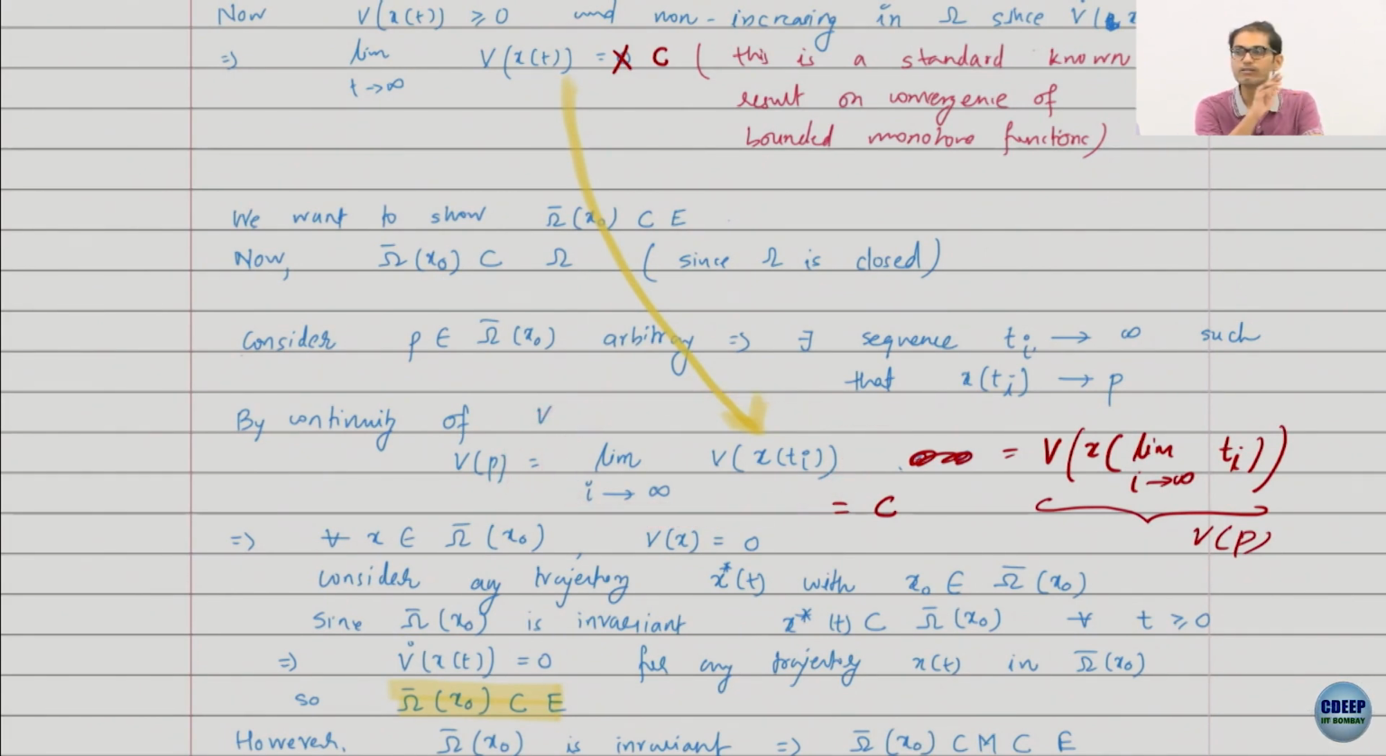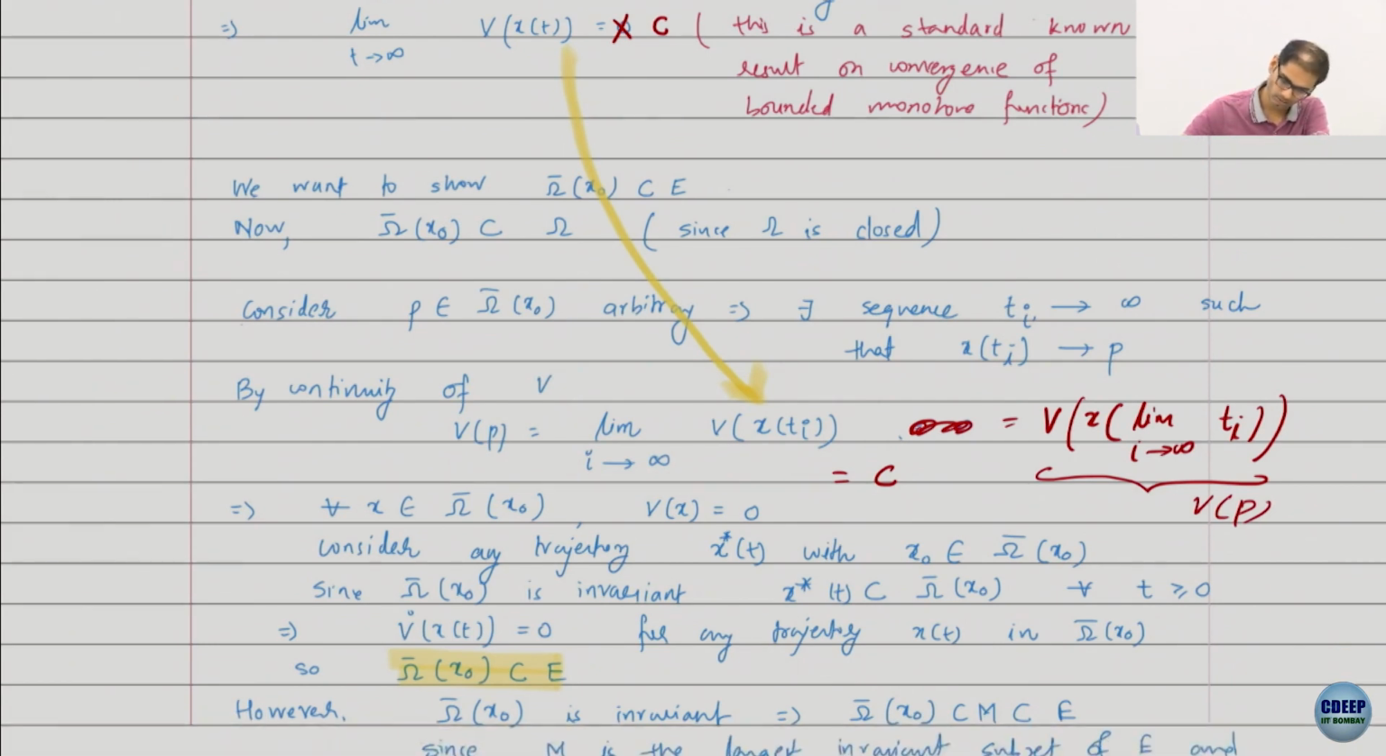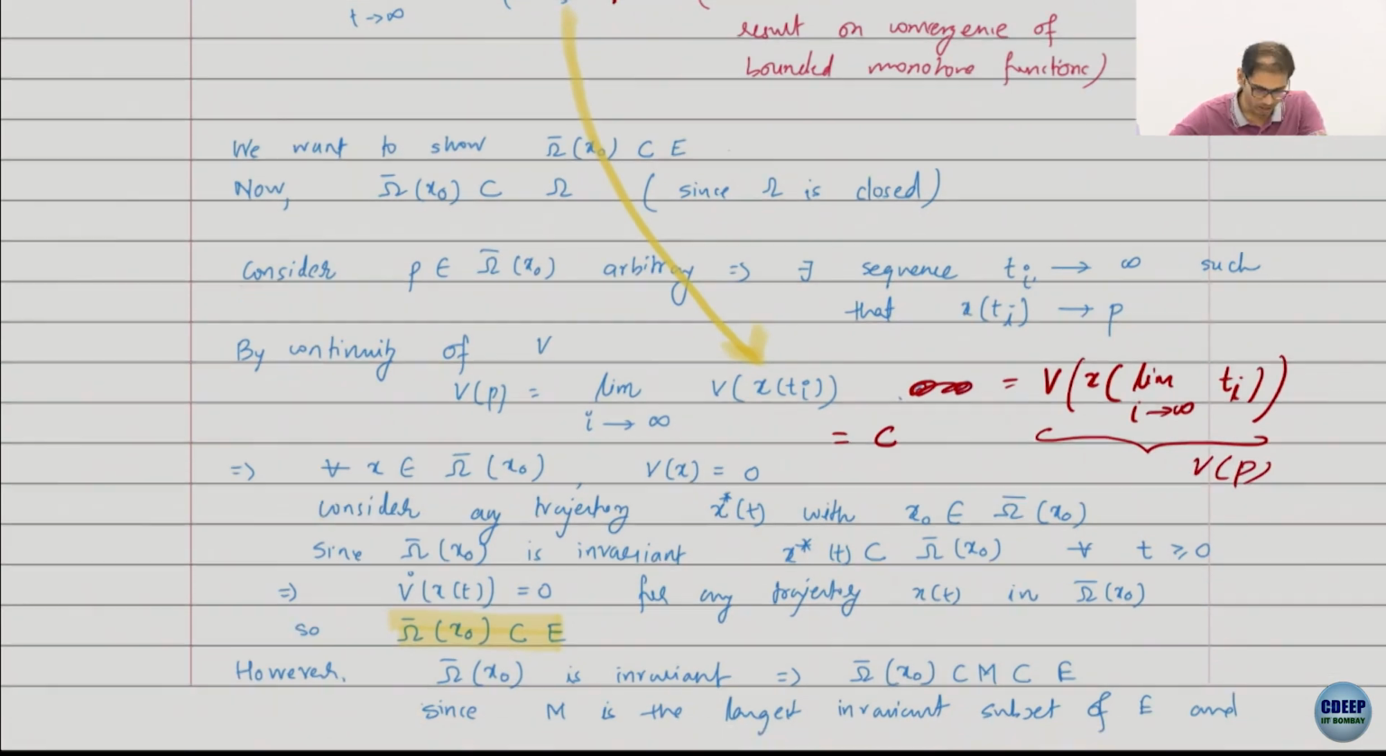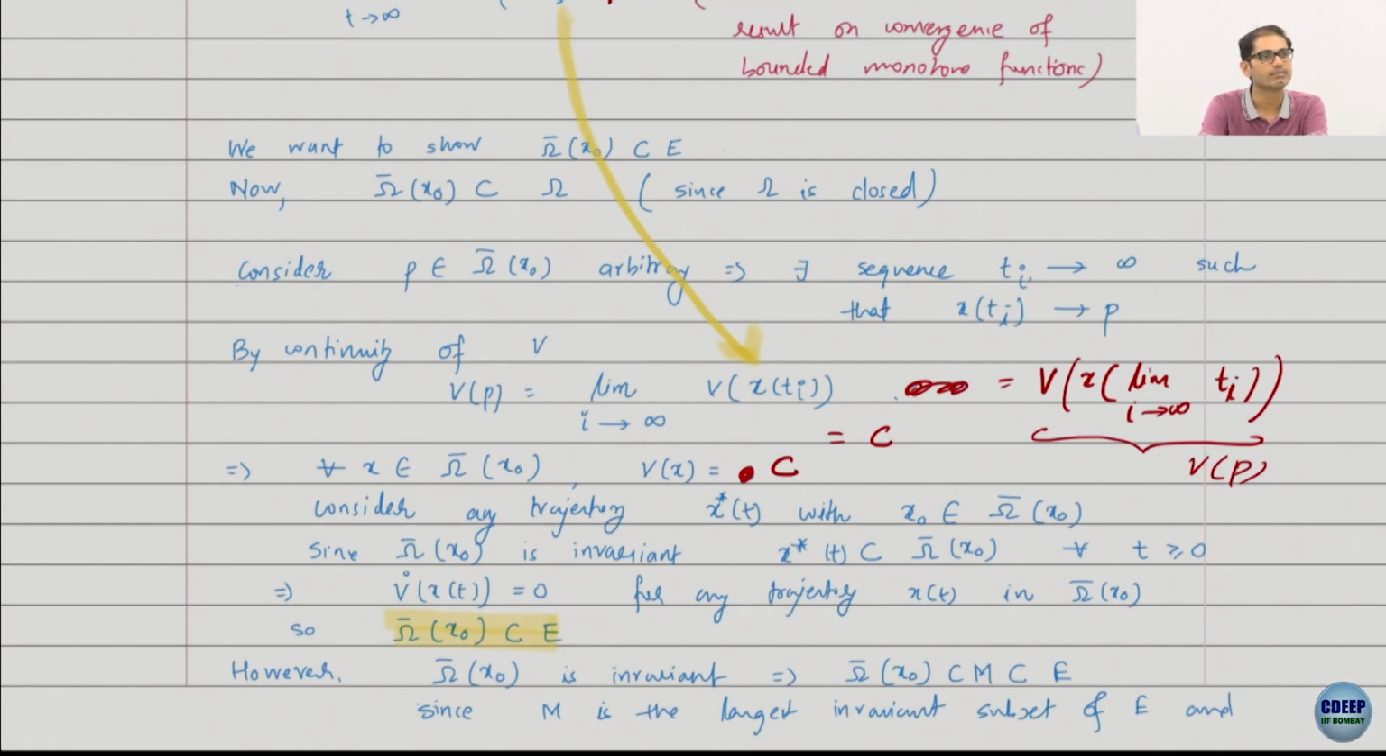Now notice P was arbitrary. Remember, P was arbitrary. We have taken an arbitrary P and I have basically concluded that V of P is a constant. Now, what can I claim? Because my P was arbitrary, I can claim that for all x in this limit set, this is equal to some constant. I have just proved it, because I have taken an arbitrary p, I can take any other p, it does not matter. So, for all p in this limit set, v of p is actually a constant, and the same constant.